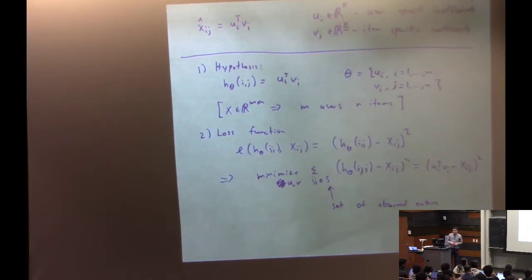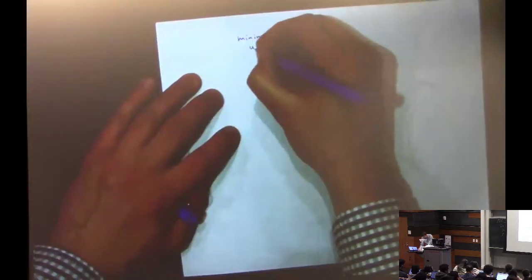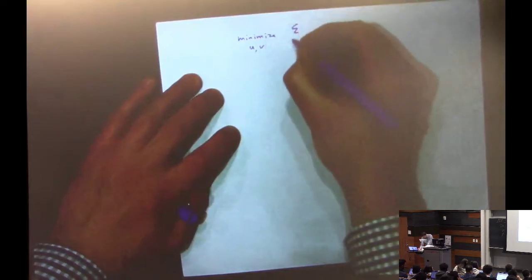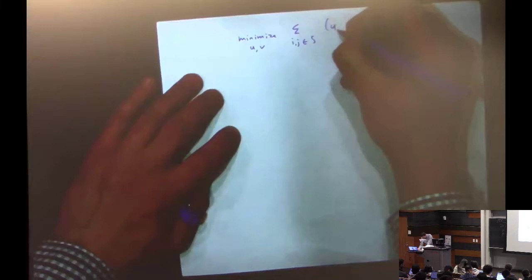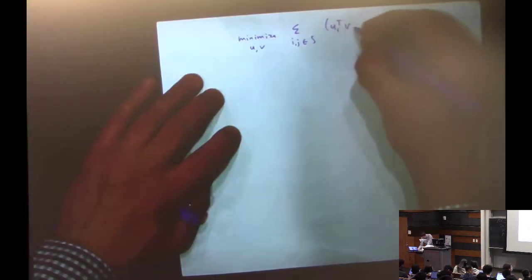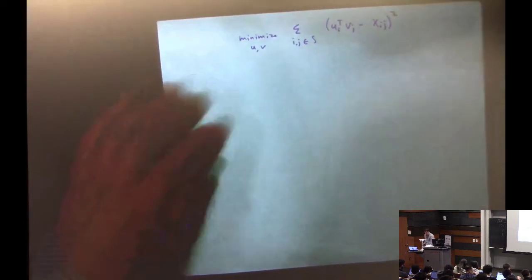Okay, so the tricky part here is to solve this optimization problem. So maybe I'll just write it here. We're going to minimize over U and V the sum over all ij in our observed set of ui transpose vj minus xij squared.